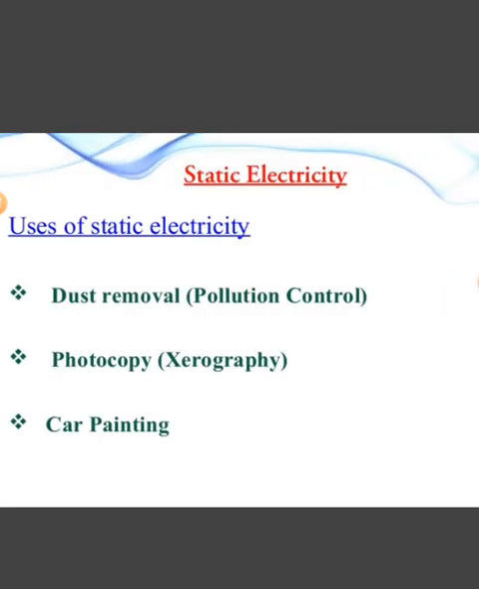Now, what are the uses of static electricity? It is used in dust removal, that is pollution control, and it is used in photocopying, serigraphy, and car painting.